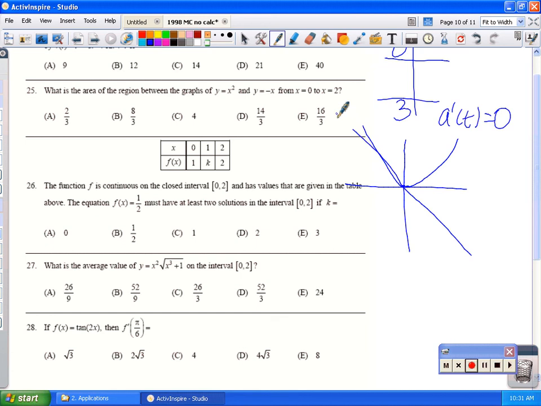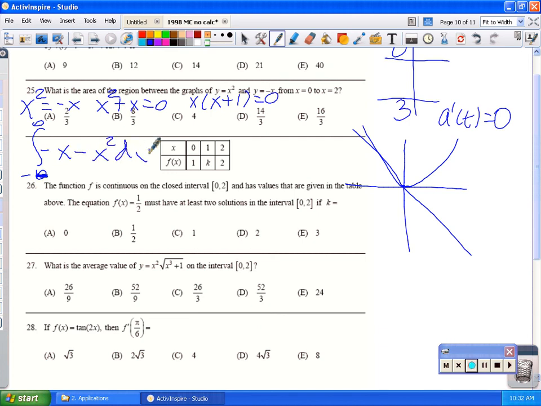First thing we need to know is where does x squared equal negative x. So we have x squared plus x equal to 0, and then x times x plus 1 equal to 0. So we have x equal to 0 and x equal to -1. So the area is going from -1 to 0. This is a top minus bottom. Which curve is on top? -x. Which curve is on bottom? x squared. Find the antiderivative, sub, and solve.